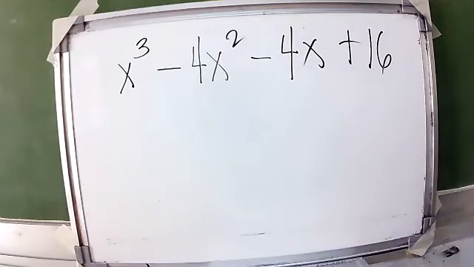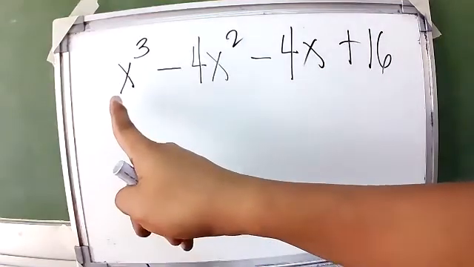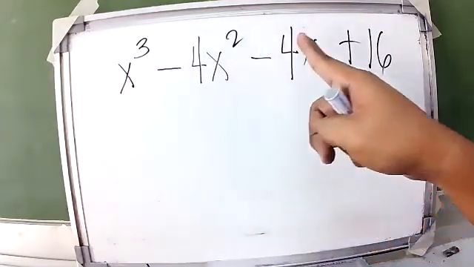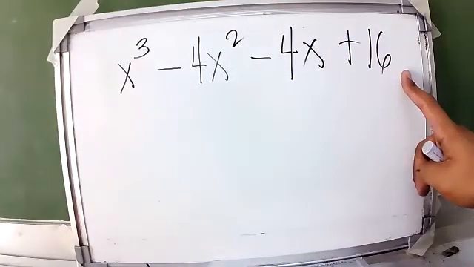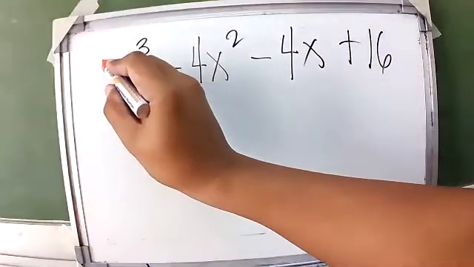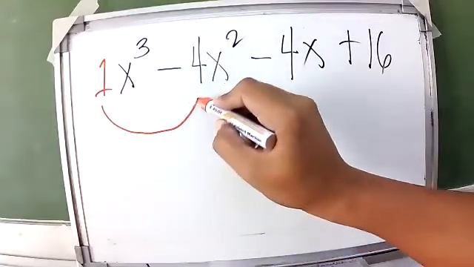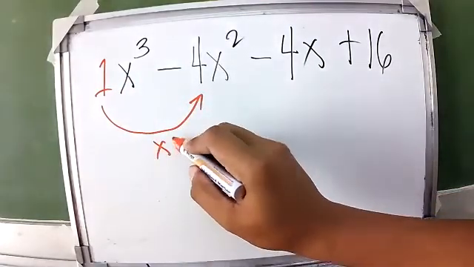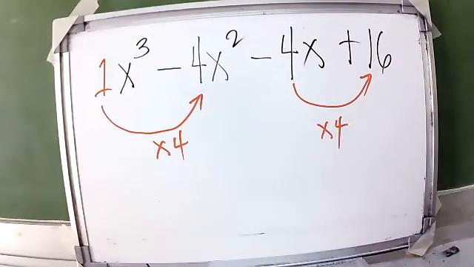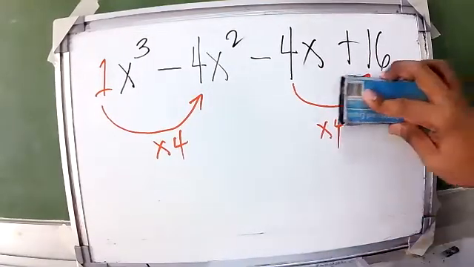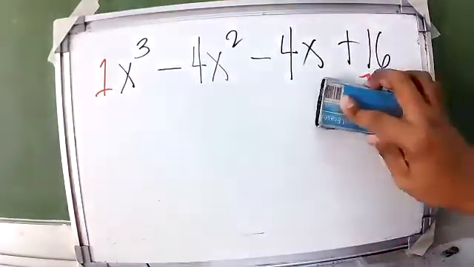Okay? Shall we solve it together now? Okay, let's solve it. So, again, examining our given. Cubed, squared, raised to 1, constant. Proper arrangement. Look at the coefficients. There's 1 there. 1, 2, 4. So, that's times 4. 4 to 16, that's also times 4. So, okay. So, may pattern tayo. If that's the case, we can do the factoring by grouping.